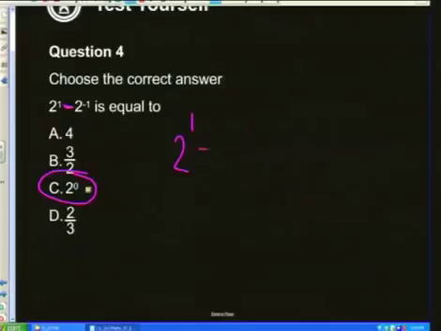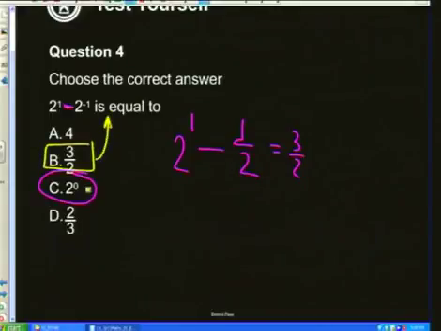2 to the 1 minus a half. That's what it's saying. And 2 minus a half is 4 minus 1, which is 3 over 2. So it's 1.5. So the answer would be B. So that would be that answer.